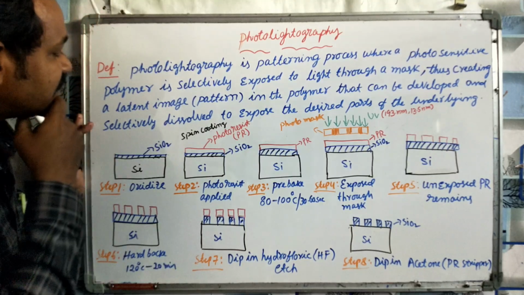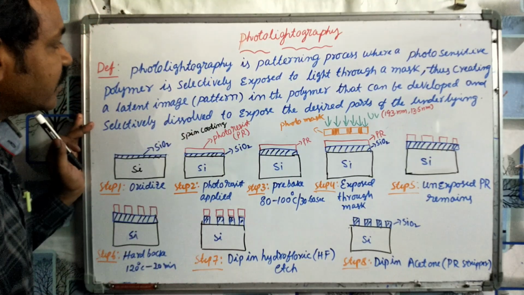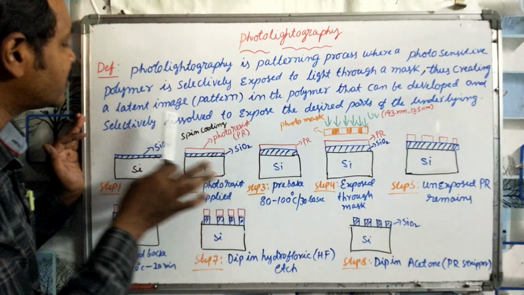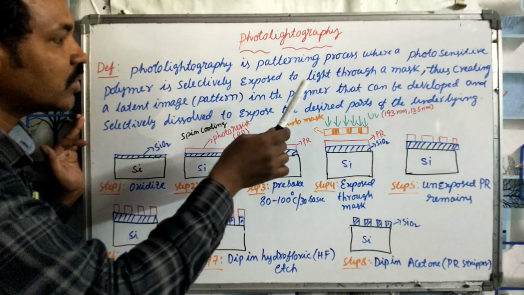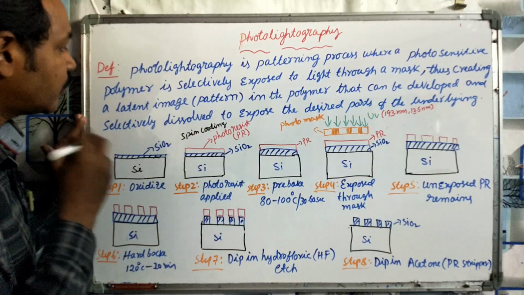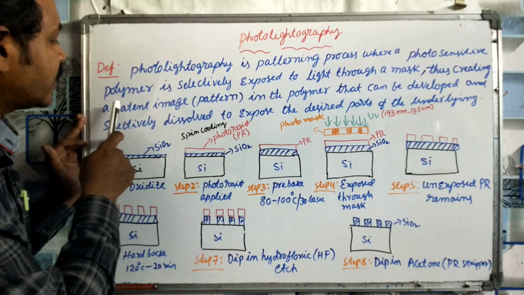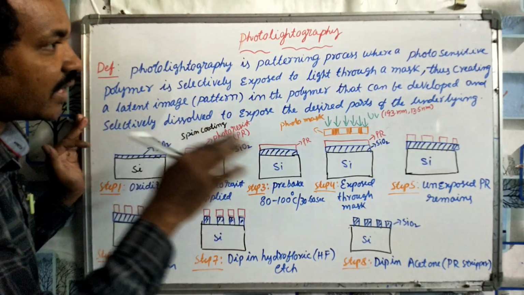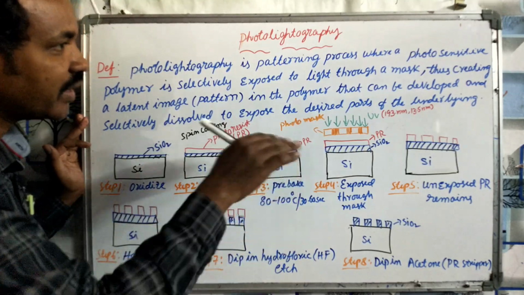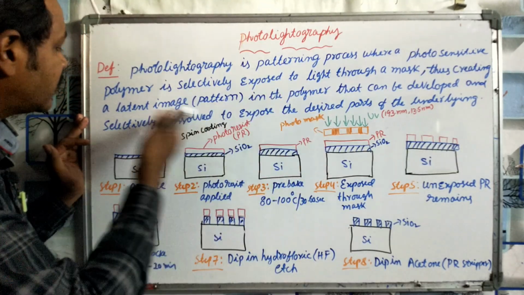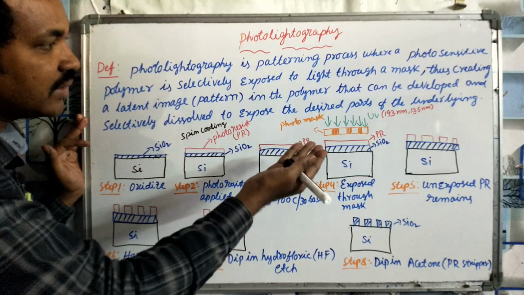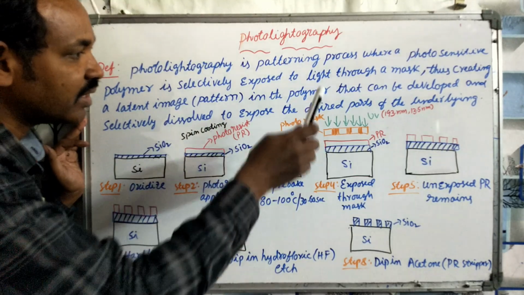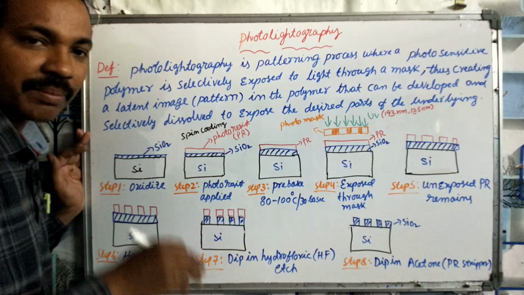What is the definition of photolithography? Photolithography is a pattern process where a photosensitive polymer, a photoresist material, is selectively exposed to light through a mask to print the material, creating a latent image pattern. The polymer can then be selectively developed in the desired pattern. What pattern you require, you have to use.